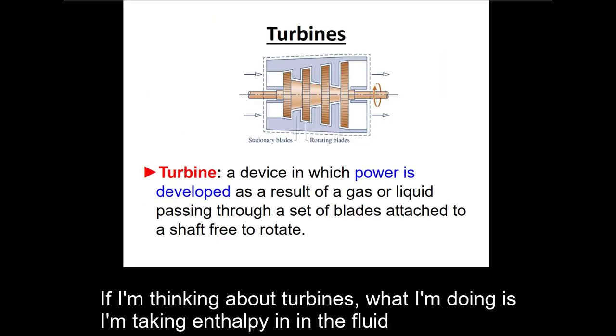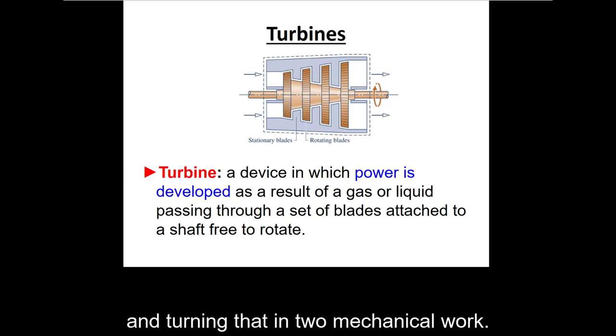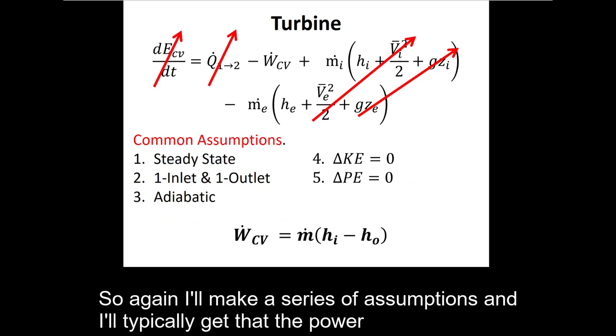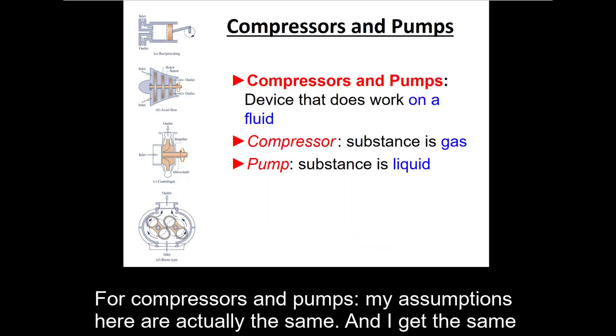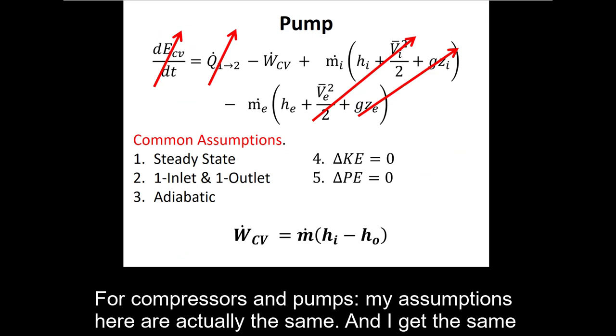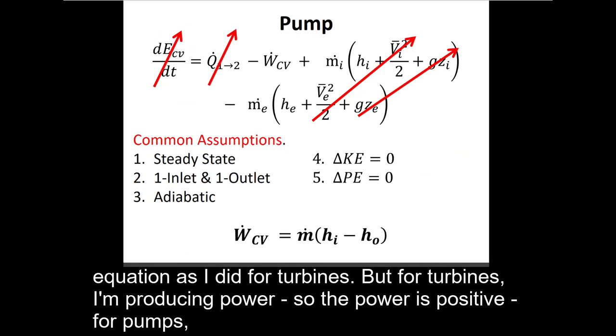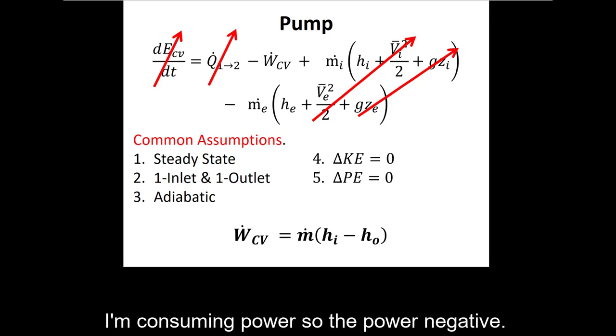If I'm thinking about turbines, what I'm doing is I'm taking enthalpy in the fluid and turning that into mechanical work. So again, I'll make a series of assumptions, and I'll typically get that the power generated by a turbine is the mass flow rate times h in minus h out. For compressors and pumps, my assumptions here are actually the same, and I get the same equation as I did for turbines. But for turbines, I'm producing power, so the power is positive. For pumps, I'm consuming power, so the power is negative.